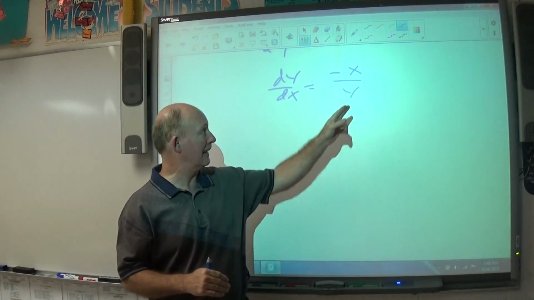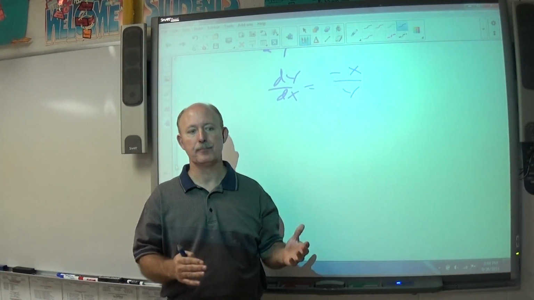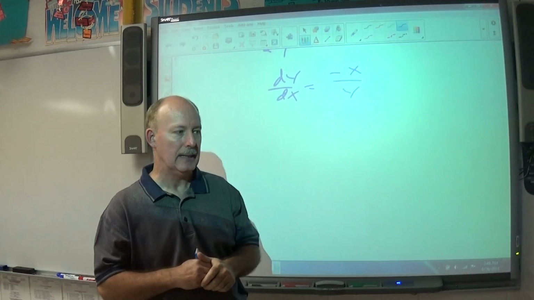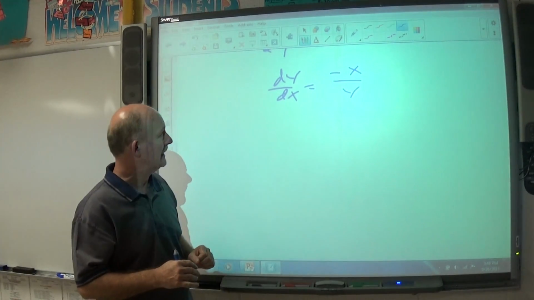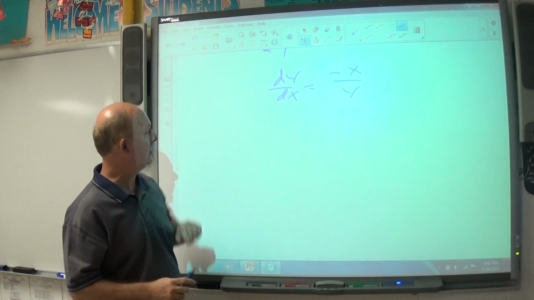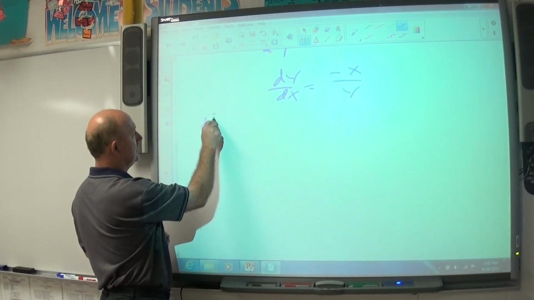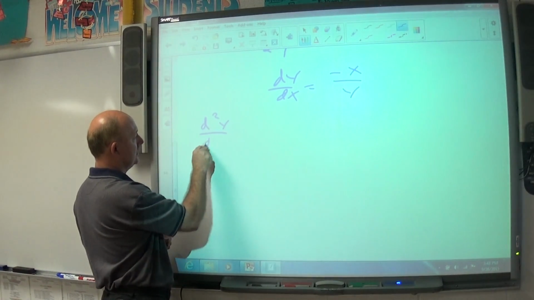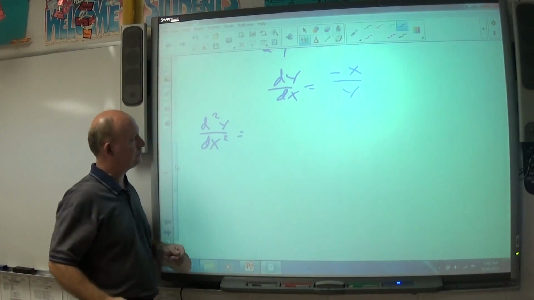And we're going to have to replace it with negative x over y. So a lot of times, or many times, most times, the second derivative using implicit differentiation will have the first derivative in it. So let's see what we get when we take the second derivative. So this will be d squared y over dx squared equals.